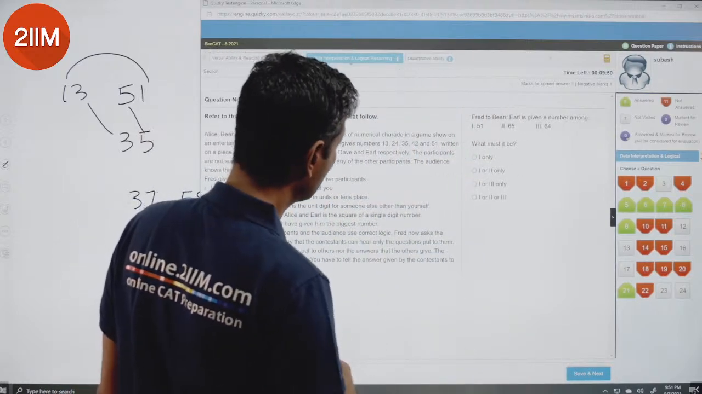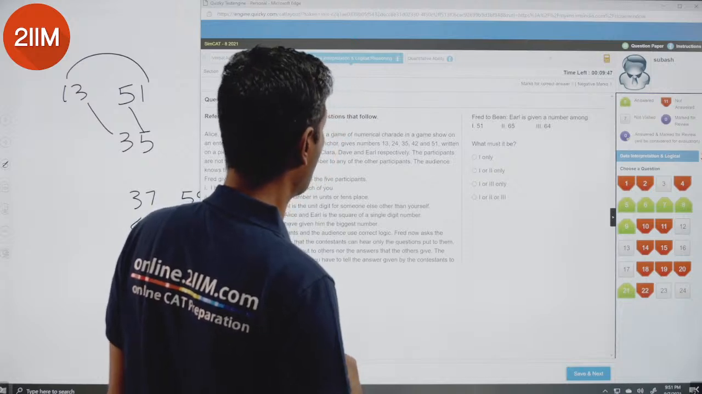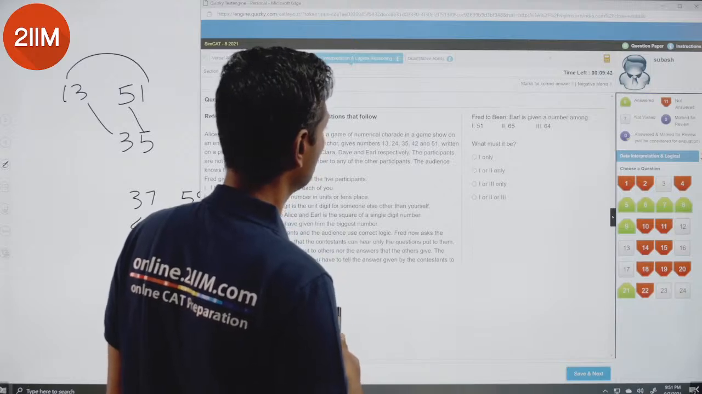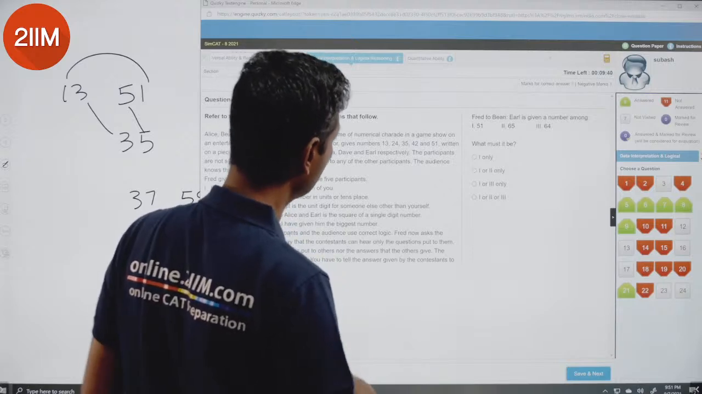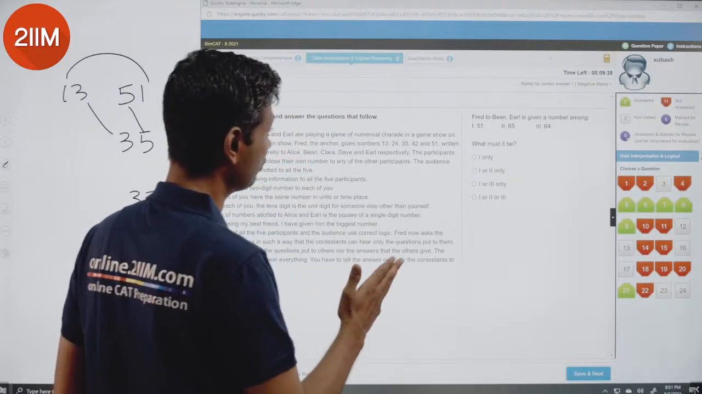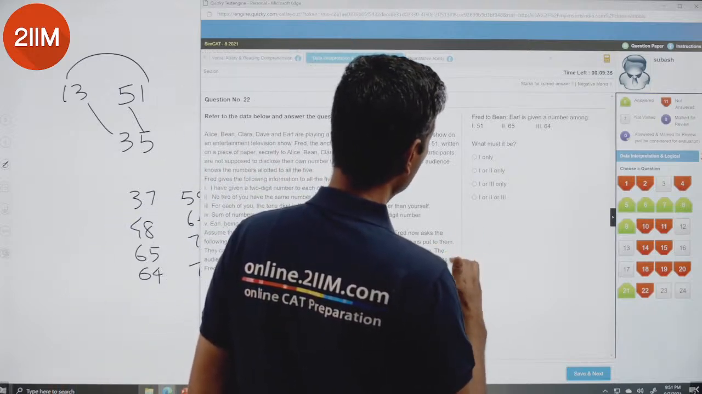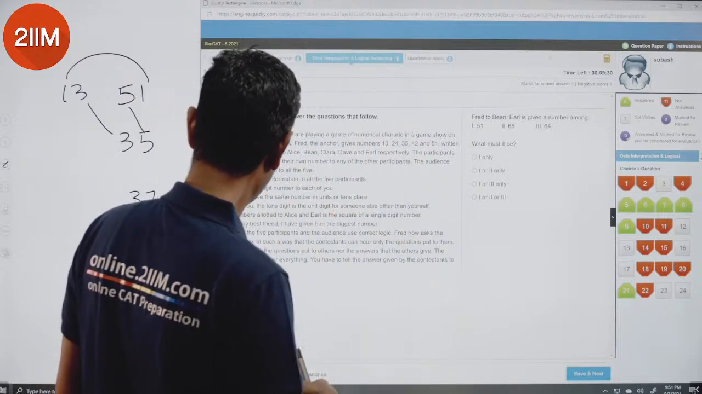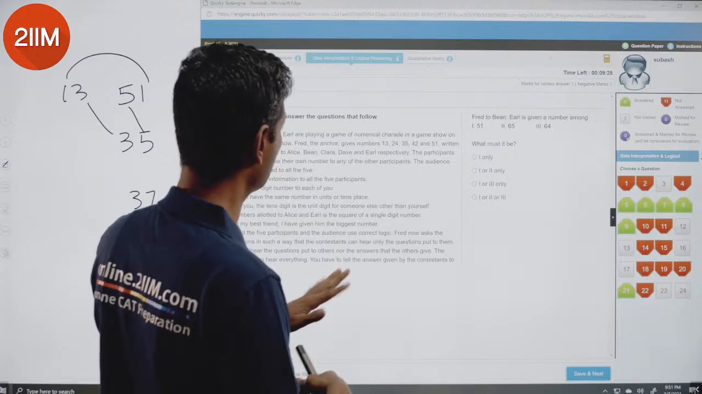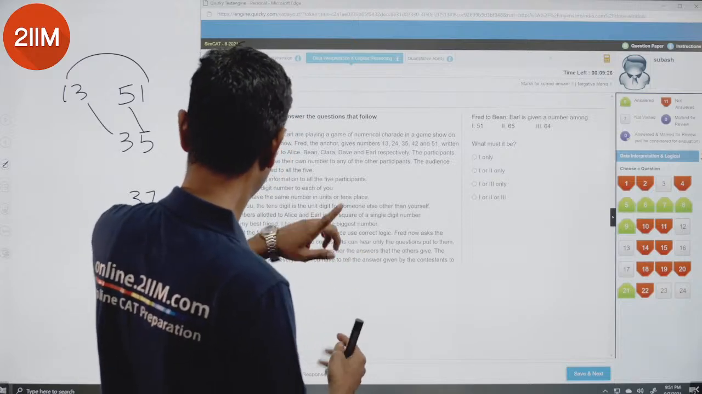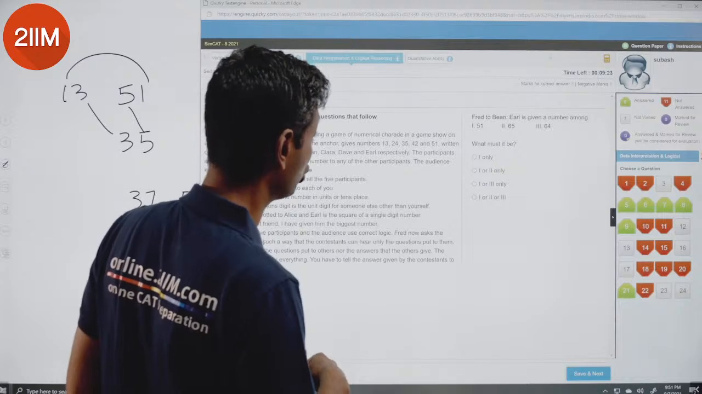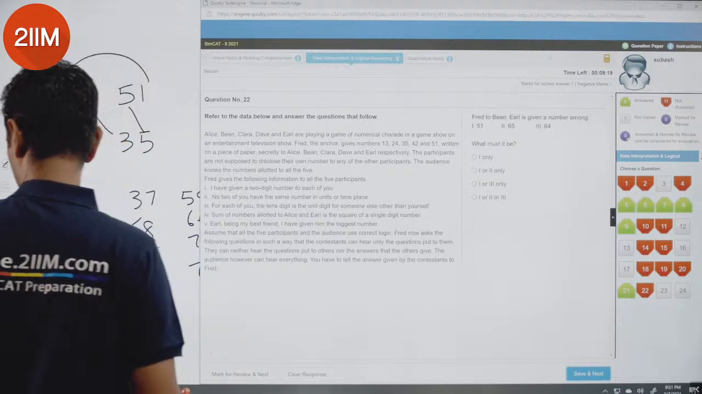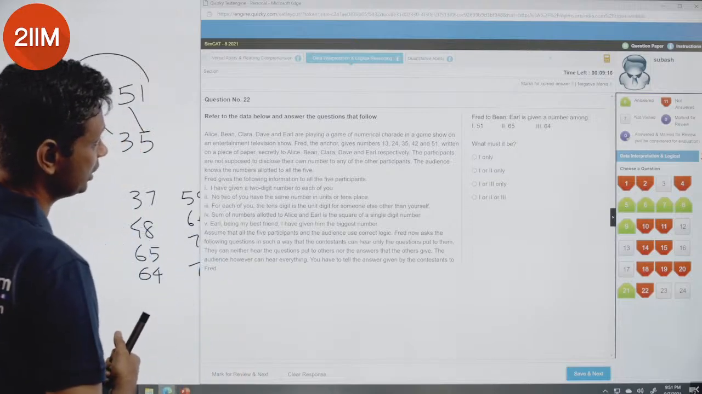Fred to Bean. Earl is given a number among 51, 65, 64. What must it be? If there is 51, there's a number starting with 1. The 65, there's a number starting with 5. 64, number starting with 4. Alice and Earl add up, so it cannot be 64. Alice plus Earl is a perfect square. So it cannot be 64. 64 plus something is not a perfect square. 65 plus 16 could be a perfect square. 51 plus 13 is a perfect square.